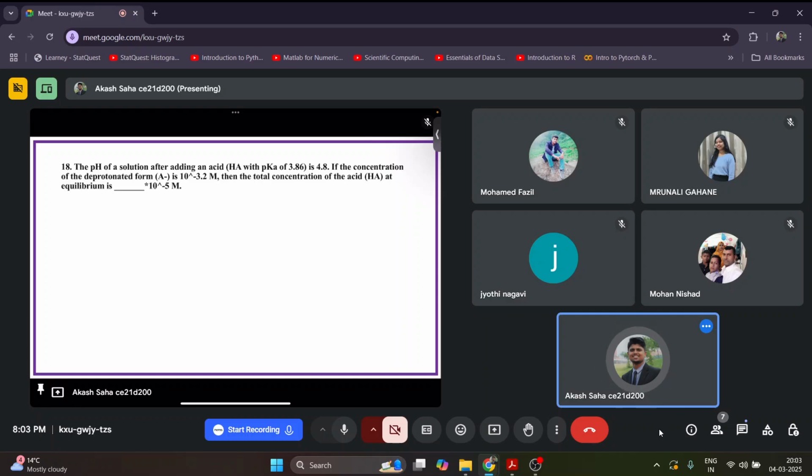The pH of a solution after adding an acid HA with a pKa value of 3.6 is 4.8. So the pH is 4.8. If the concentration of the deprotonated form A minus is 10 to the power minus 3.2 molar, then the concentration of acid HA at equilibrium is how much? You have to find the answer in terms of 10 to the power minus 5, so just the starting coefficient we want. Just go through it. The pH is given and the concentration of A minus ions is also given.